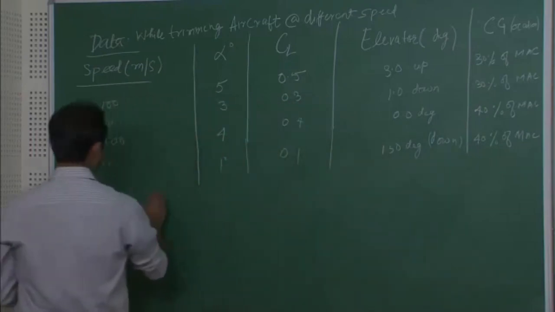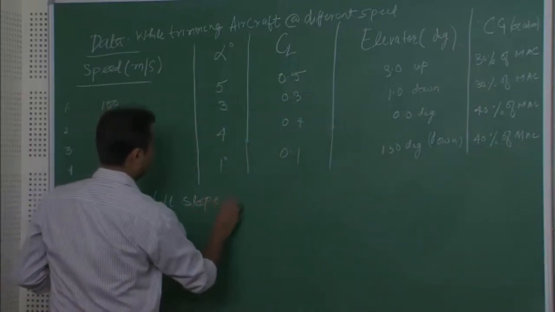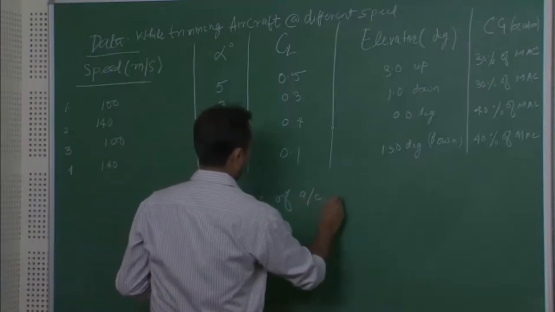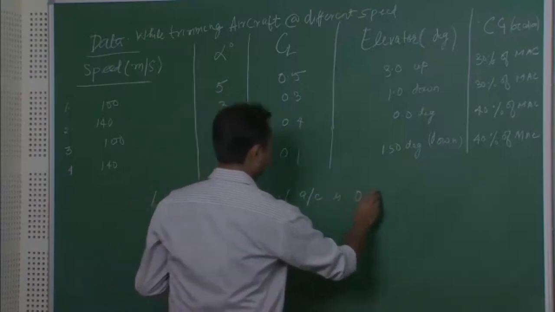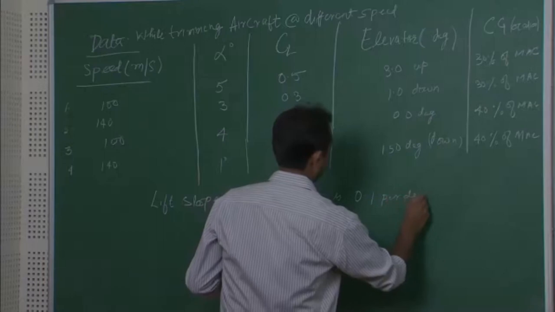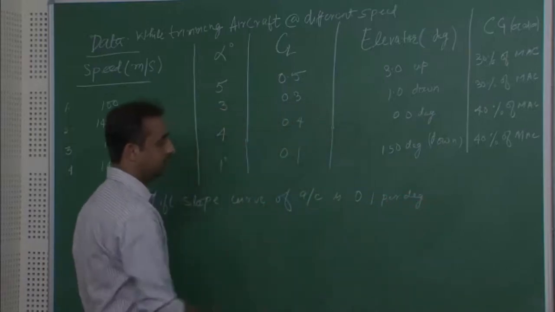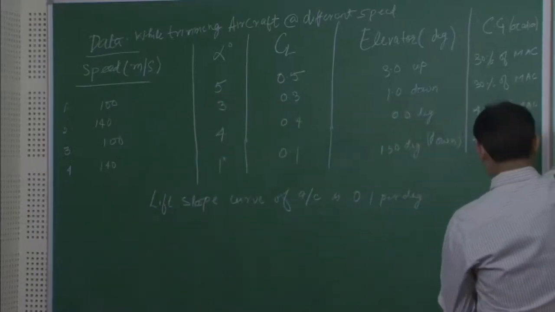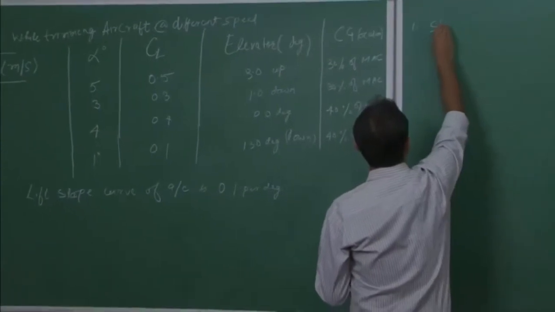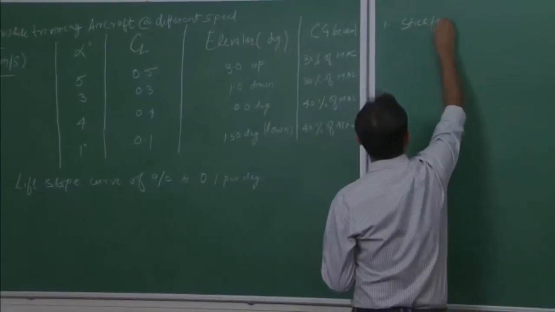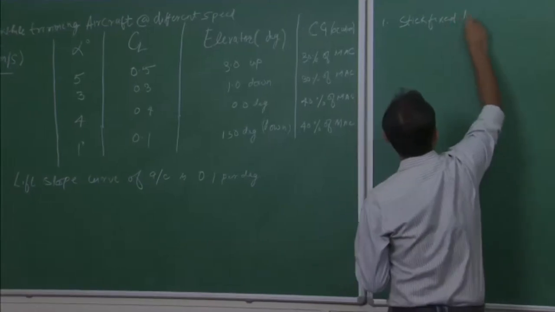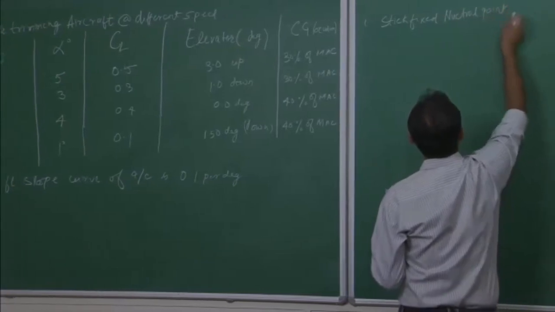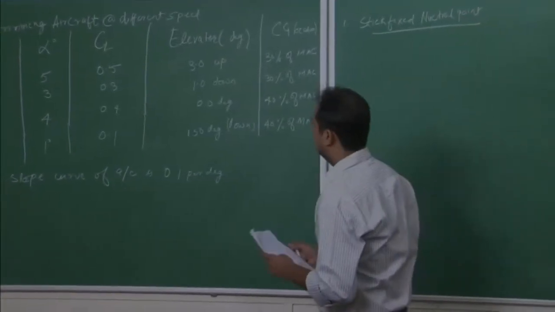And the lift slope curve of the aircraft is 0.1 per degree, and we'll assume all other relations are varying linearly. So the first part was to calculate your stick fixed neutral point. So let's go on with the calculation.